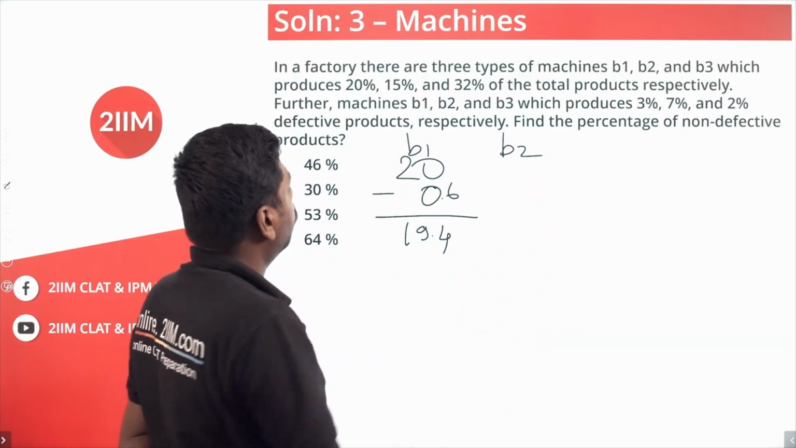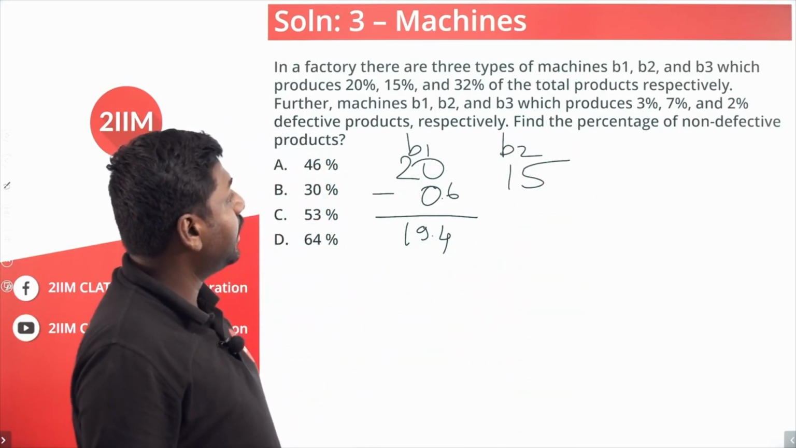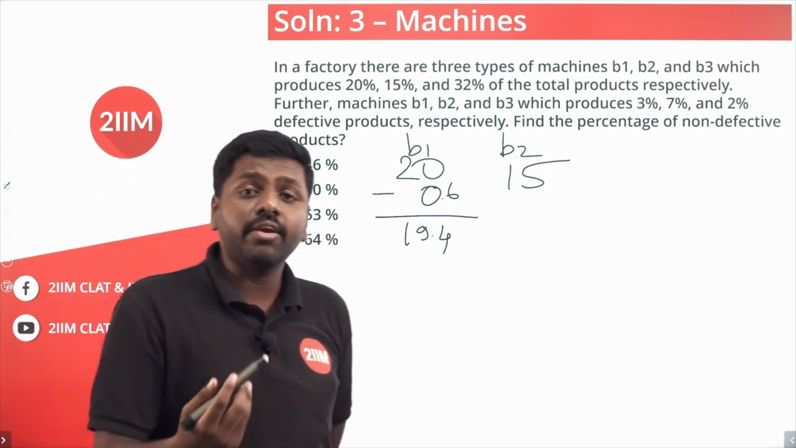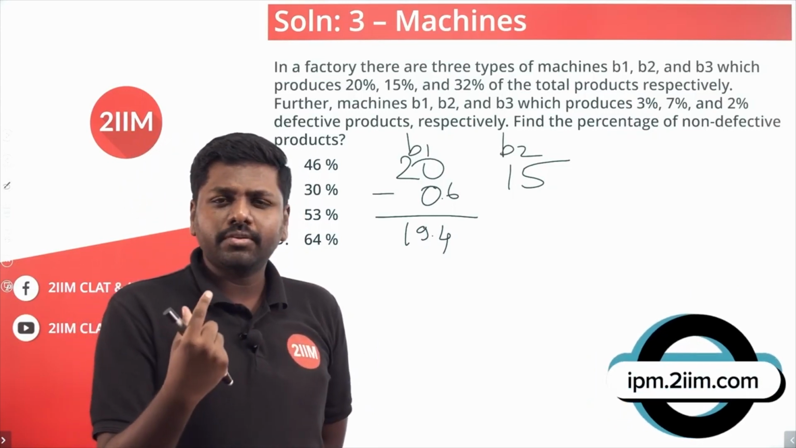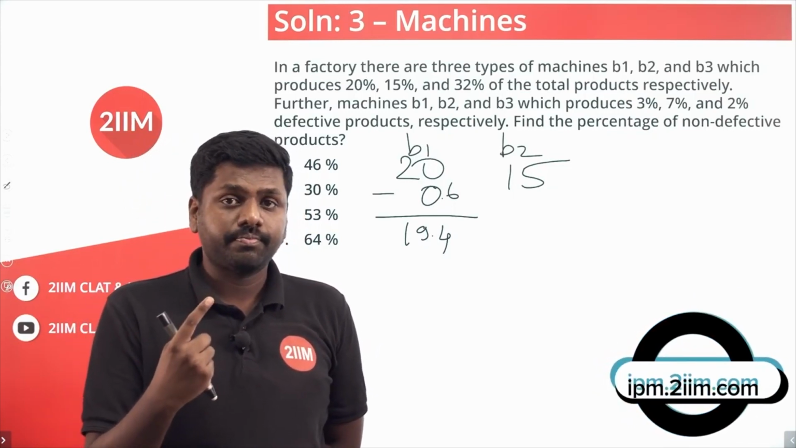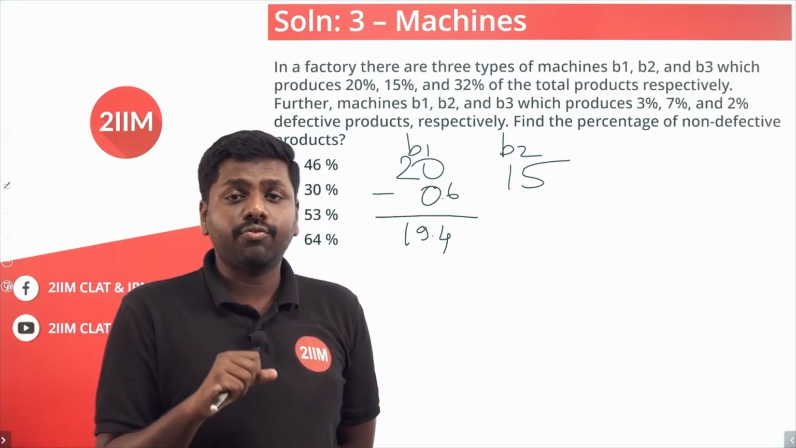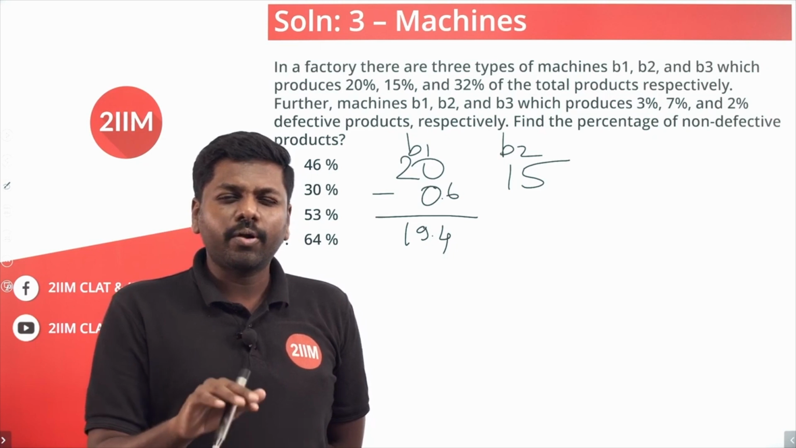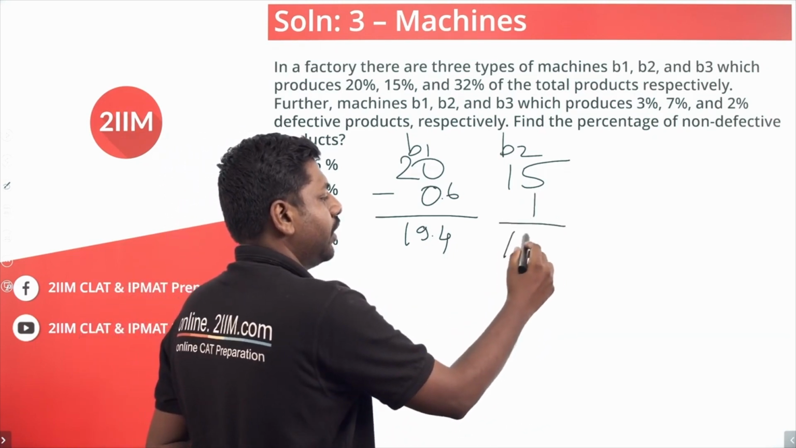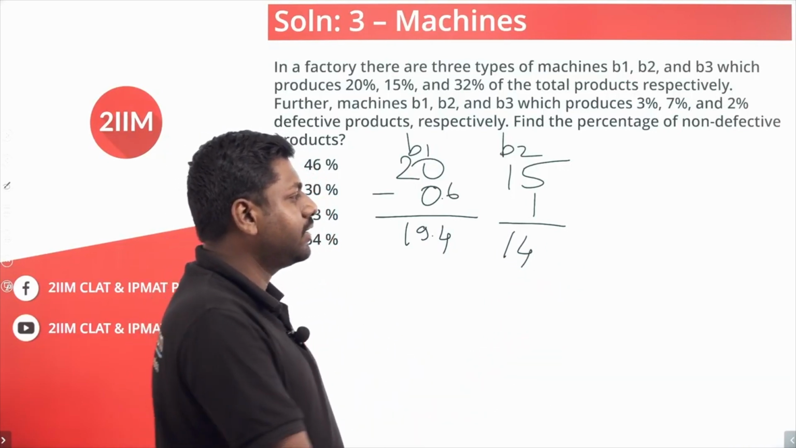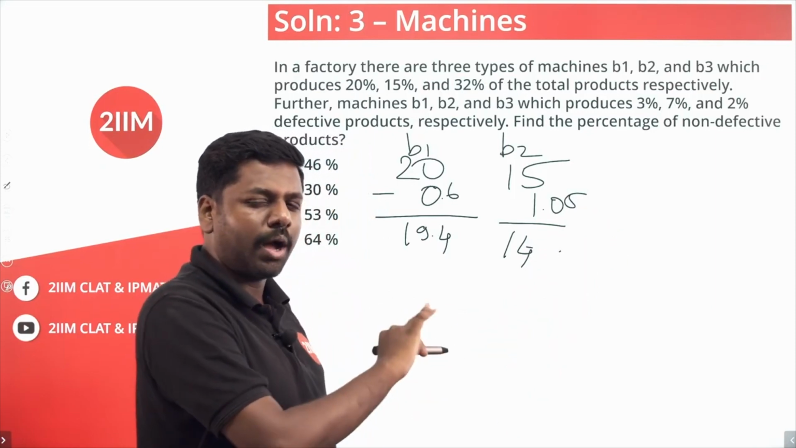For B2, it produces 15 items out of 100 items, and there is an error rate of 7%. 1% is 0.15, not 1.5, 0.15. 7 times 0.15 is about 1.05. Let us assume this is about 1, so you have 14. If you want it exactly, it is 1.05, so this will be 13.95. But we know there is about 14.